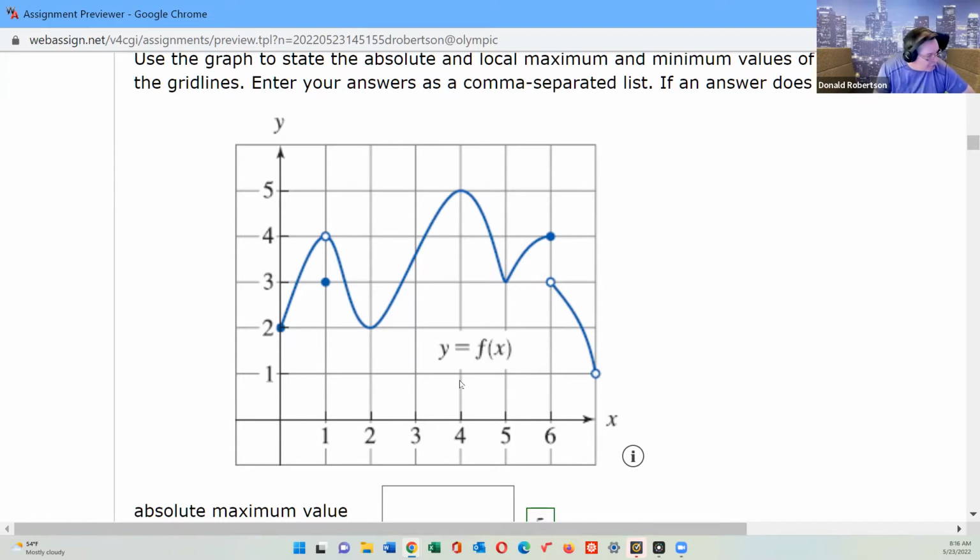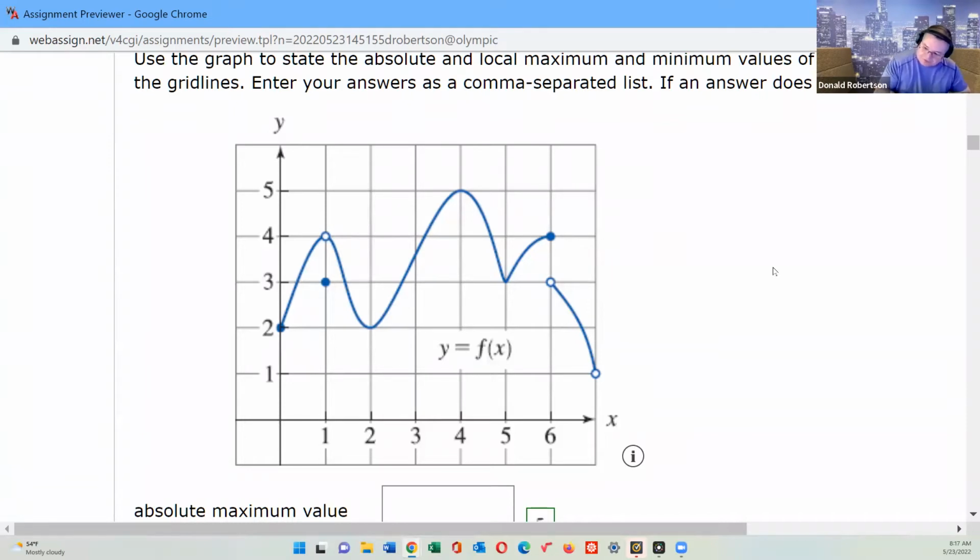Because doesn't this function never get to be 1? Isn't there a hole there? It can get to, I don't know, 1.000, 2 million zeros and a 1, right? It can get that close, but it can't be the thing. So if you see a little circle in a place where an absolute or local max and min is, you can't use it, you don't count it. Are we good so far?